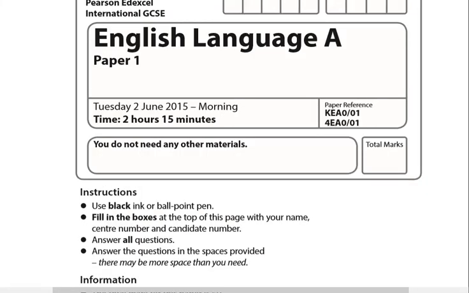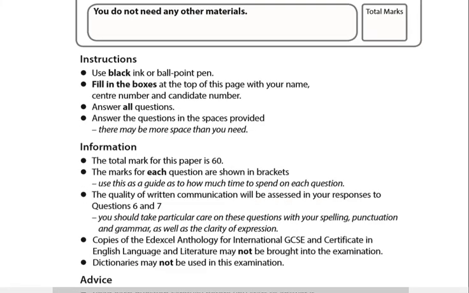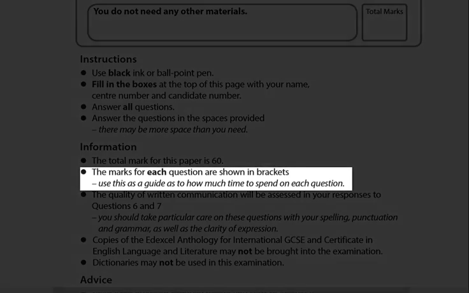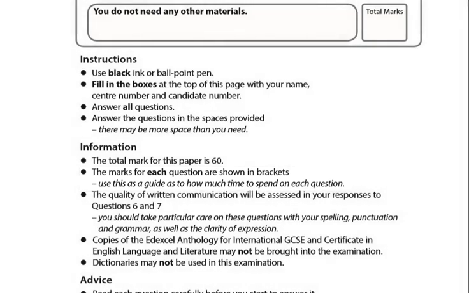So this is the front sheet, and one of the things to notice on here is that it tells you that the marks for each question are shown in brackets, and it tells you to use this as a guide as to how much time to spend on each question. When you are answering the questions on the unseen non-fiction text, you should also, as I've said previously, use the number of marks available as a guide as to how much to write in response to those questions, because they tell you whether you're required to write a short answer or a long answer.